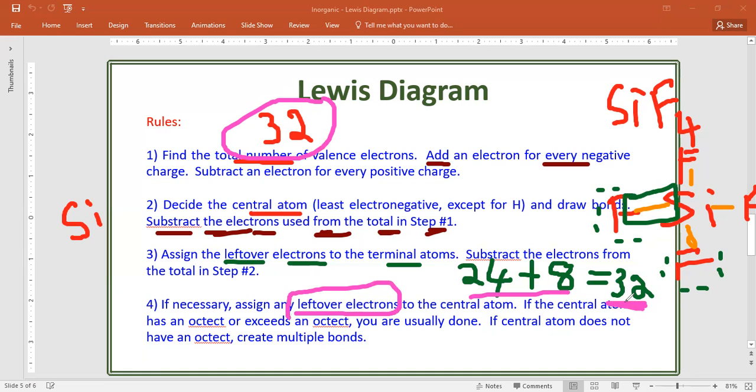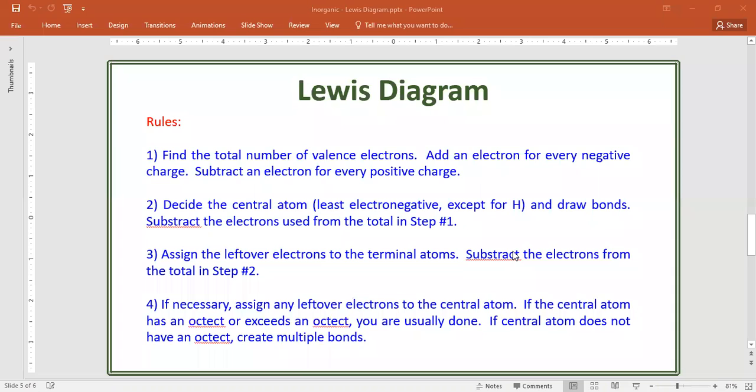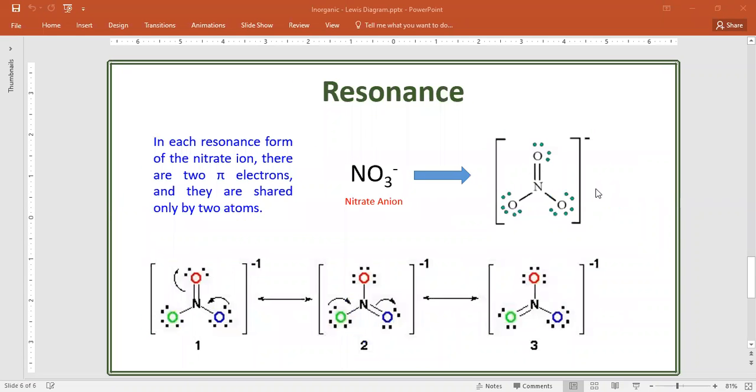If there are any leftover electrons after the covalent bonds, they need to be added to the central atom. But in this example, we don't have any electrons left over on the fluorine side. So that is all about the Lewis diagram and the rules followed for drawing it. Next, resonance.